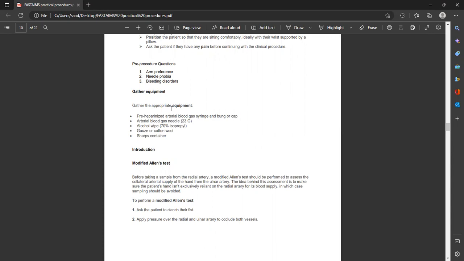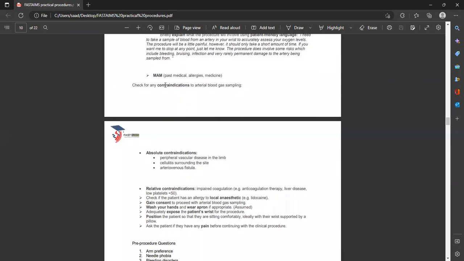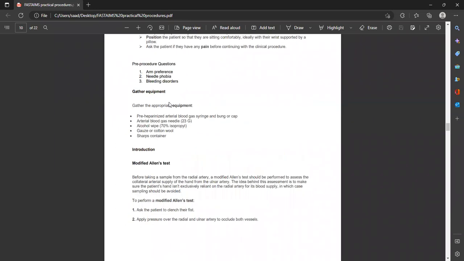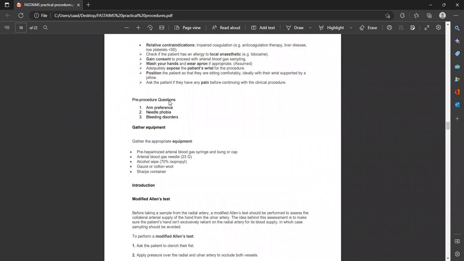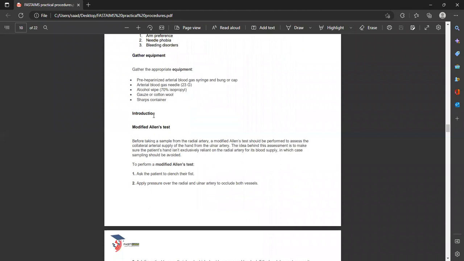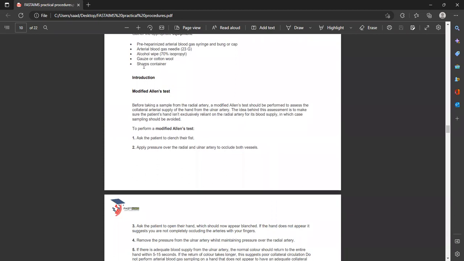Now, you're going to do ABGs. You're going to prick, so there's a needle involved in it. These three questions: arm preference, needle phobia, or bleeding disorders. Bleeding disorders can be covered in the past medical history: do you have any bleeding problems, bleeding disorders? And in the medicine part, you can ask about warfarin. Needle phobia and arm preference, you have to ask separately, these two questions. Then gather equipment. You will have a pre-heparinized ABG syringe, a needle, alcohol wipes, and then gauze, cotton wool, and a sharps container.